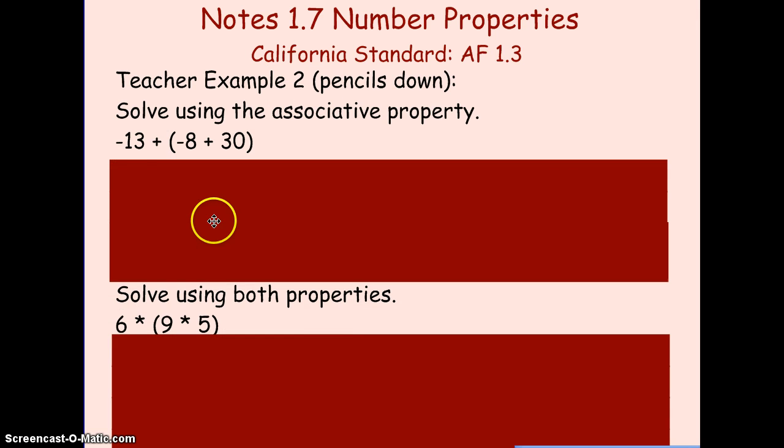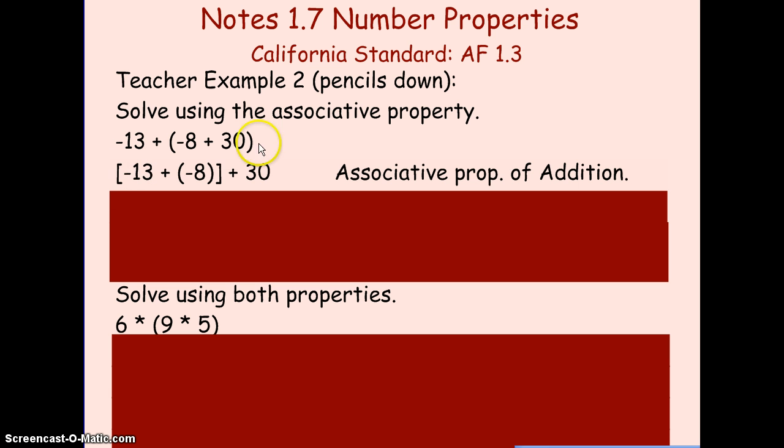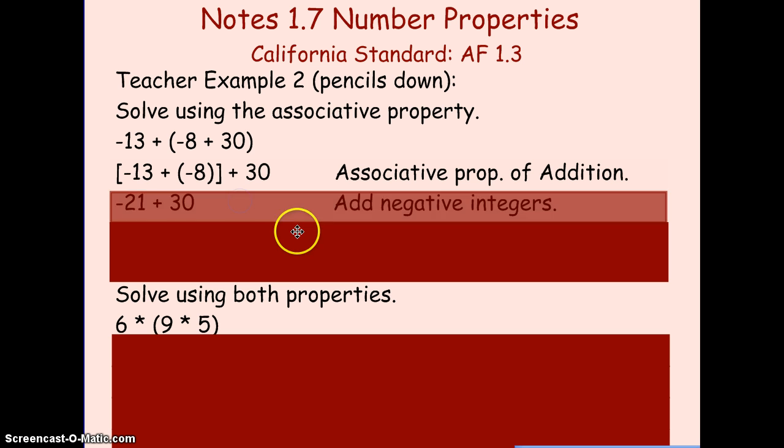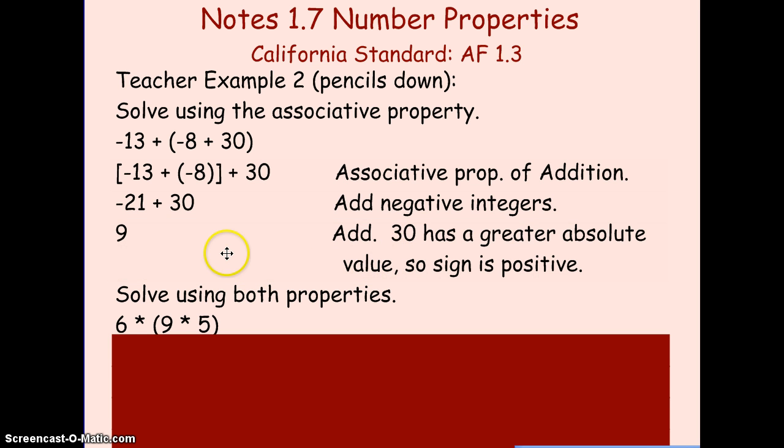Okay, now to solve using the associative property, again, I cannot change the order. I can only change my grouping symbols. So I've moved the grouping symbols, and notice I changed from parentheses to brackets, and that's only because I already have parentheses around the -8 to keep that negative separate from being confused with a subtraction sign. So I use brackets, but they're the same thing as parentheses. Now again, I can combine my negatives, and then I can add, and by adding, I need to secretly subtract. Okay, and again, the answer is going to be positive since 30 has the greater absolute value.